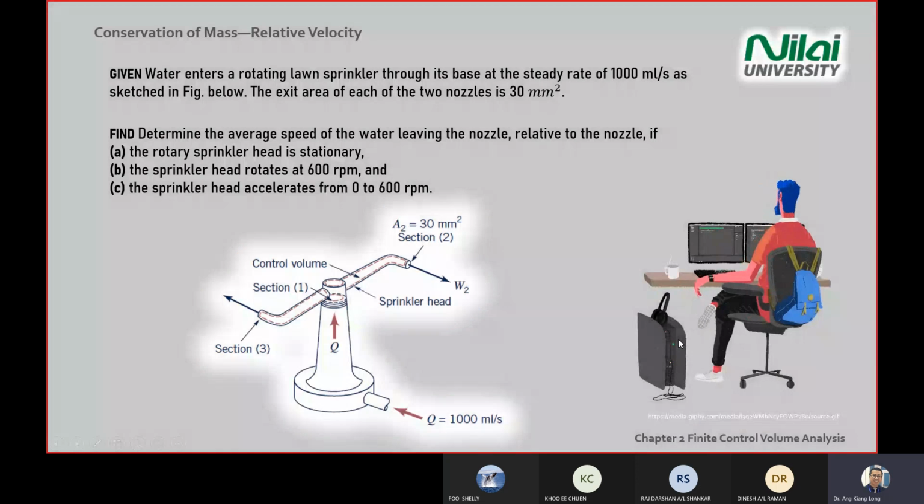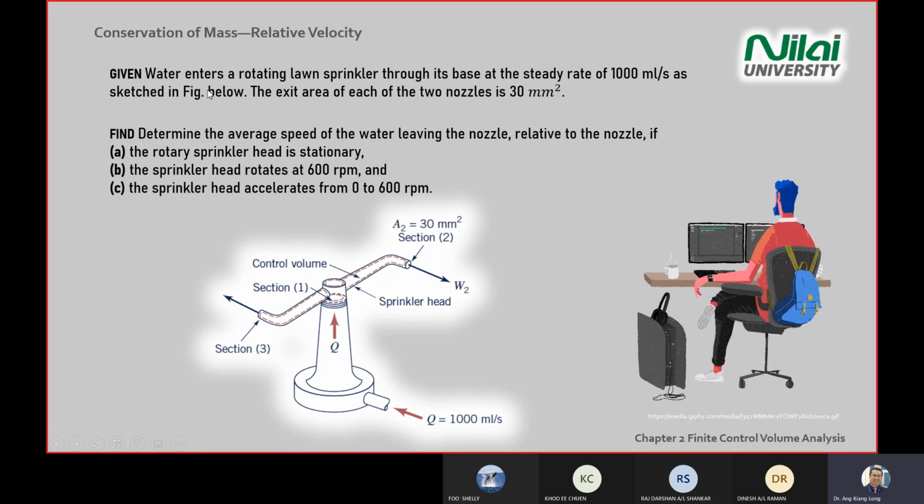Okay, let's look at this example. It's a sprinkler head example. It's also one of the popular examples when people study fluid mechanics or control volume analysis. So just pay a bit more attention to how we solve this kind of question.